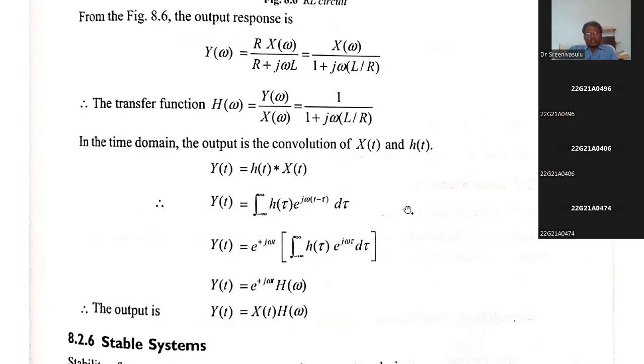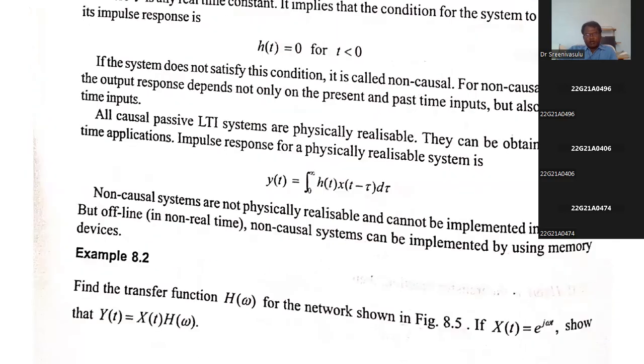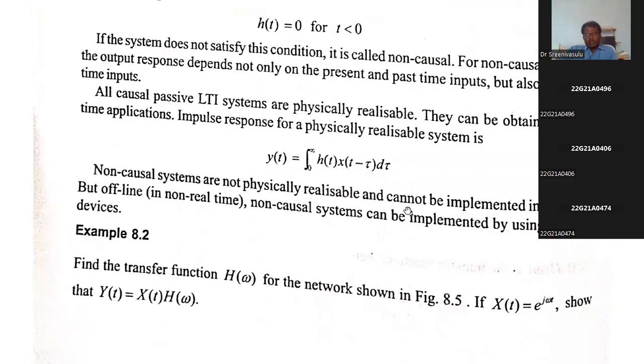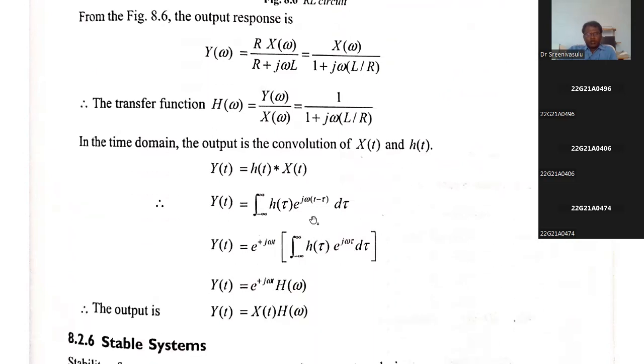What is the x of t that has been given? x of t is e power j omega t. So you substitute here e power j omega (t minus tau) into d tau. We are doing integration with respect to tau, so this e power j omega t you write separately. Now the remaining term, what is this one? It is the Fourier transform of h of tau. It is h of omega.